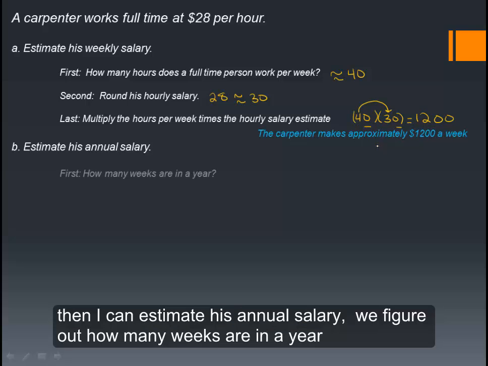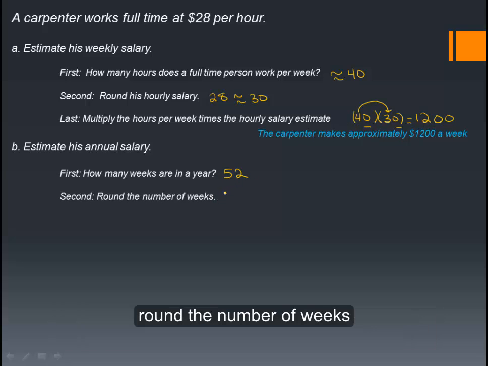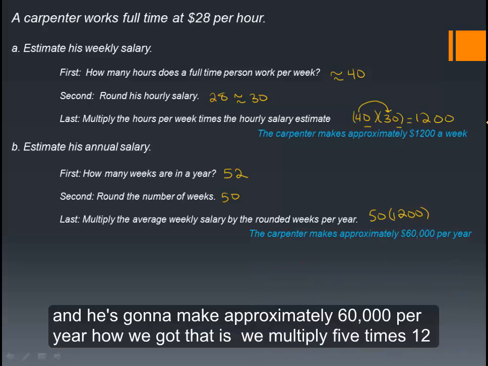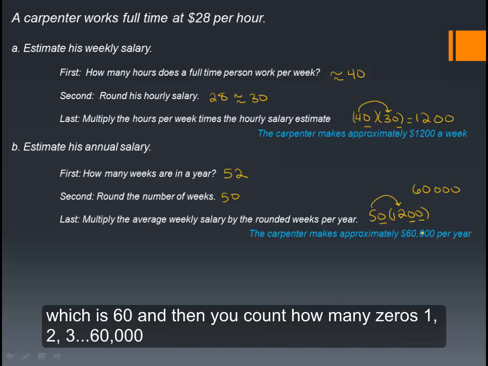Then I can estimate his annual salary. We figure out how many weeks are in a year. Round the number of weeks, and then we multiply 50 times 1,200, and he's going to make approximately $60,000 per year. How we got that is we multiply 5 times 12, which is 60, and then you count how many zeros. 1, 2, 3, 60,000.